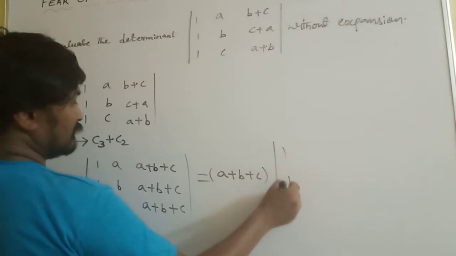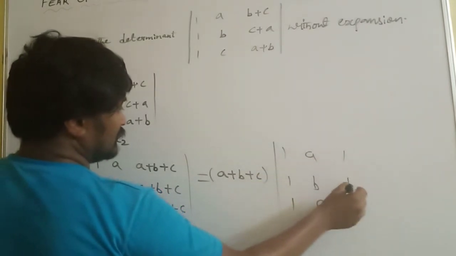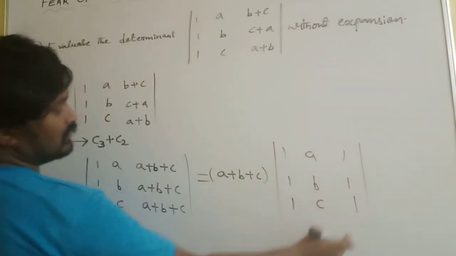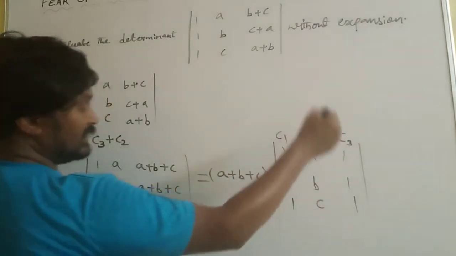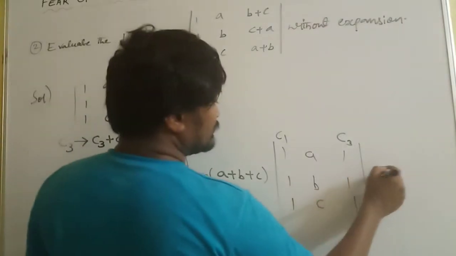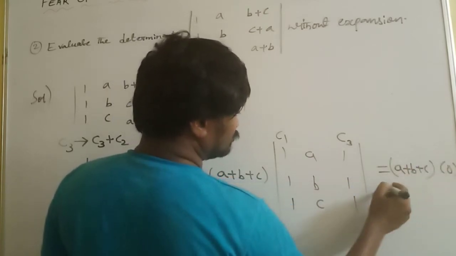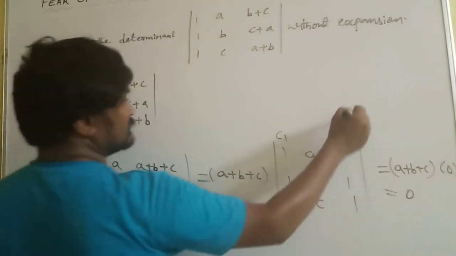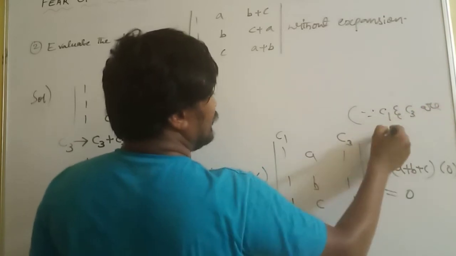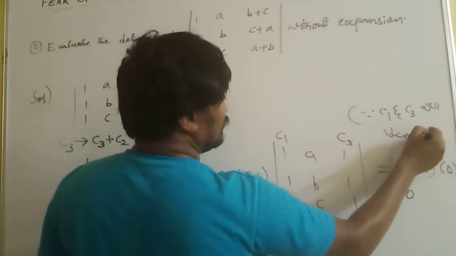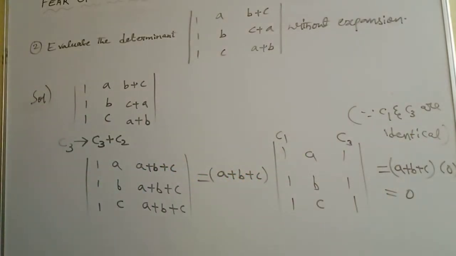Then 1 1 1, A B C, 1 1 1. So two columns are same or identical, that is C1 and C3 are identical, so that this becomes A plus B plus C into 0, and that is nothing but 0. Here since C1 and C3 are identical, identical means both are same. Okay, so that is about your second one.